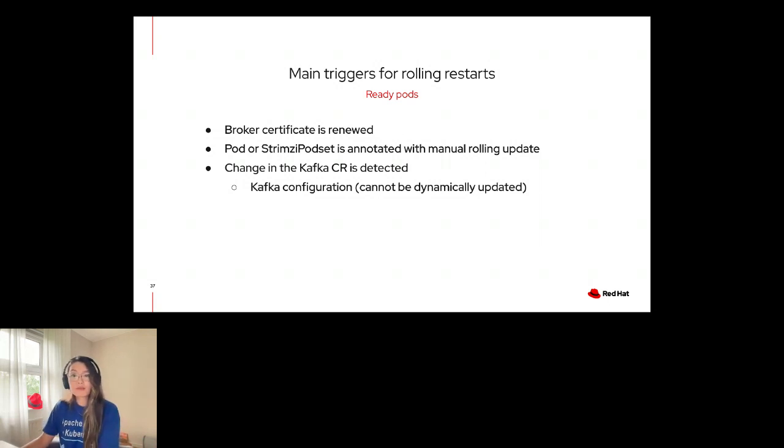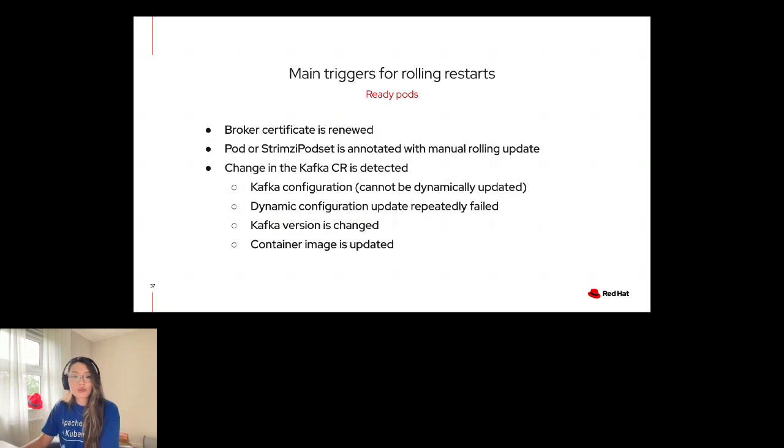If it can be updated dynamically, KafkaRoller would just use the Kafka admin API to update the configuration. However, if that configuration update repeatedly fails, then as a last resort, we will also go ahead and restart the pod. And then maybe the Kafka version has changed or the container image is updated. This is not an exhaustive list. There are various different changes in the Kafka custom resource that can trigger the rolling update.